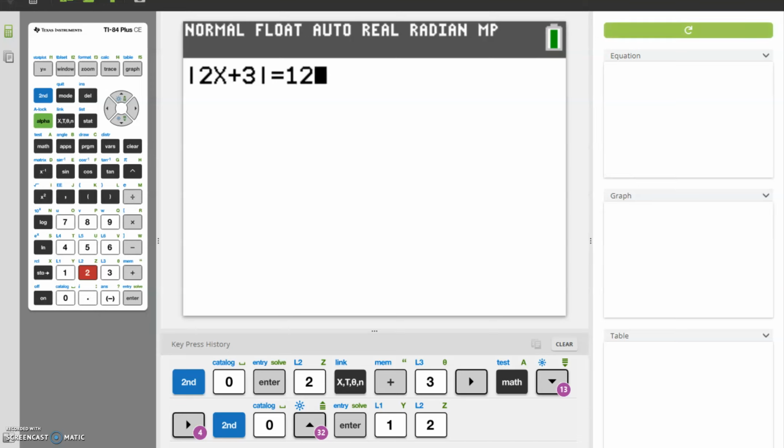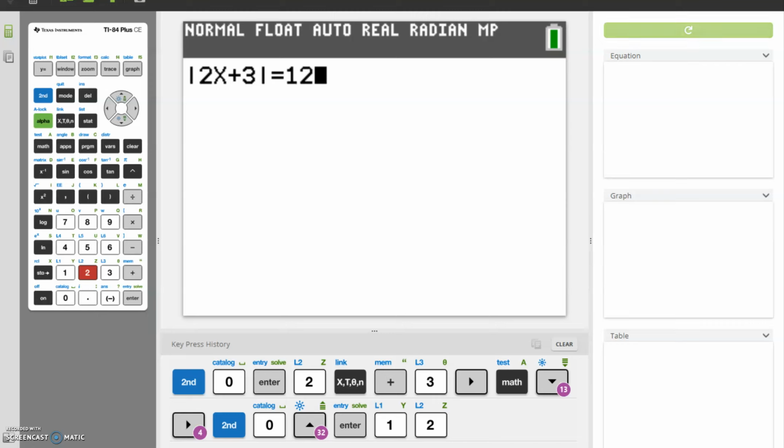Hi everyone, for video 3 of absolute value equations and inequalities, I'm going to show you how to use the calculator to solve absolute value equations. So the first equation that we're going to be looking at is the absolute value of 2x plus 3 is equal to 12. And we're going to use our graphing calculator to graph out the image and then locate where the solutions are going to be located.